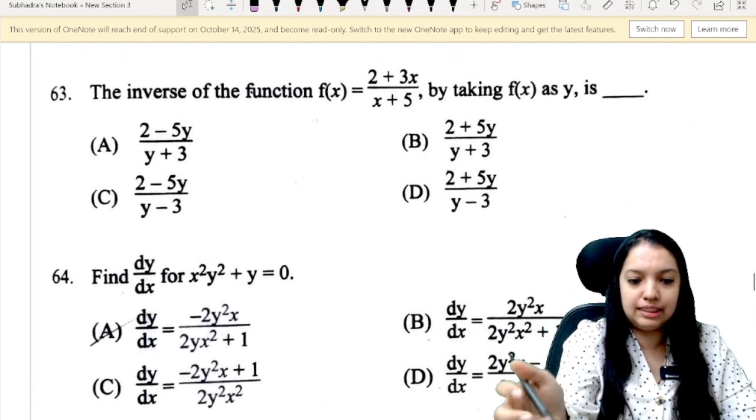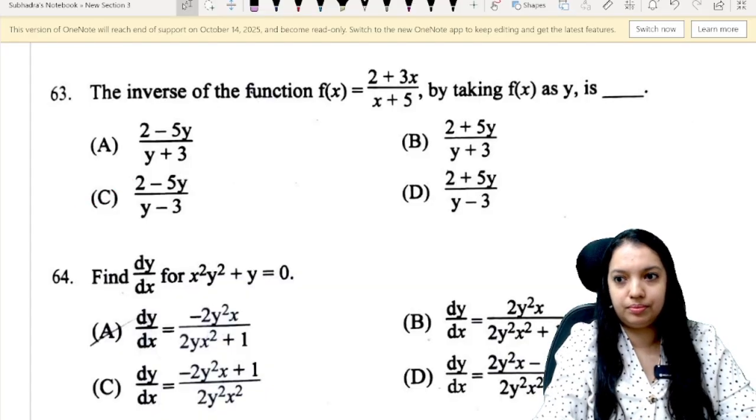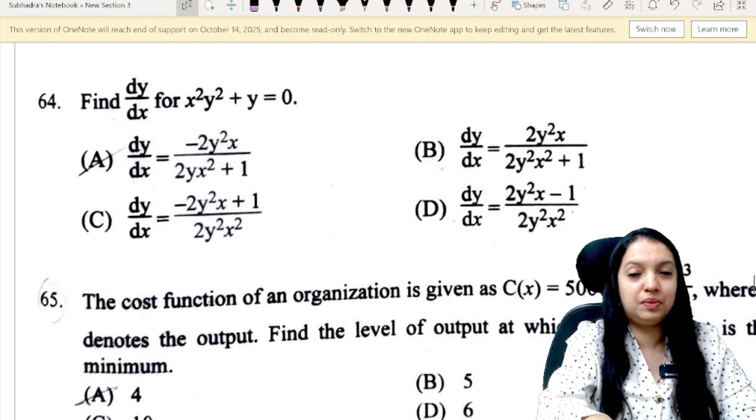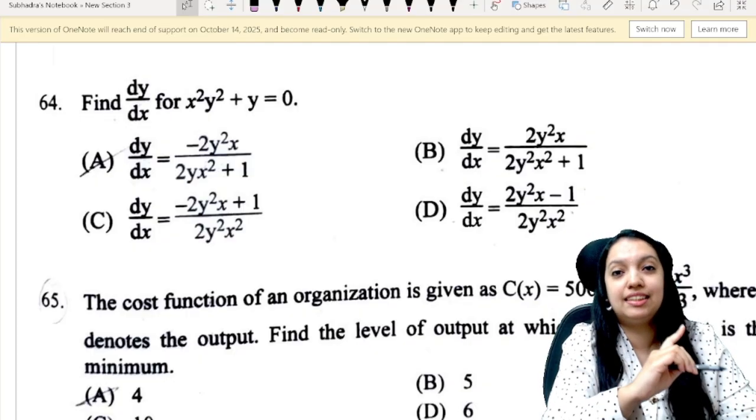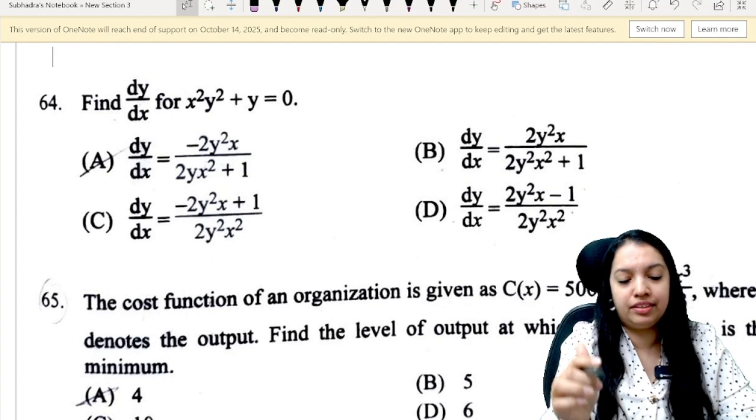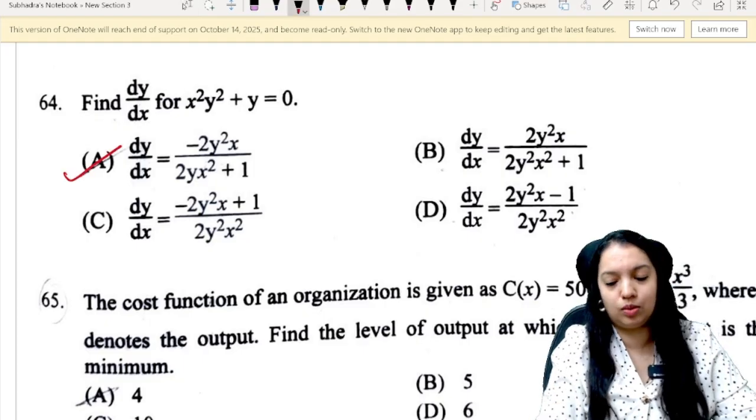Inverse function of this is given by option C. Differentiation question which we have done in class. This question is there in previous year exam questions in my scanner Thunderbolt book. The correct answer is option A.